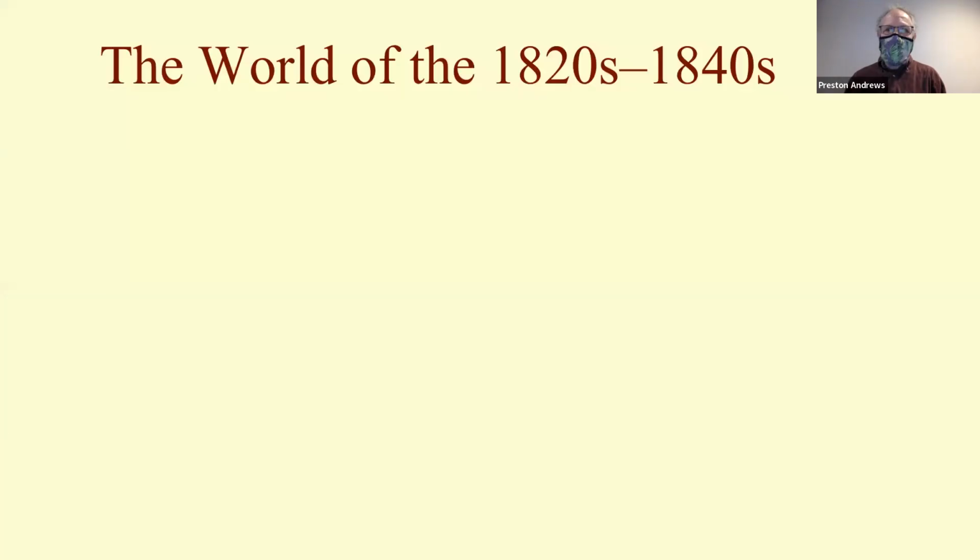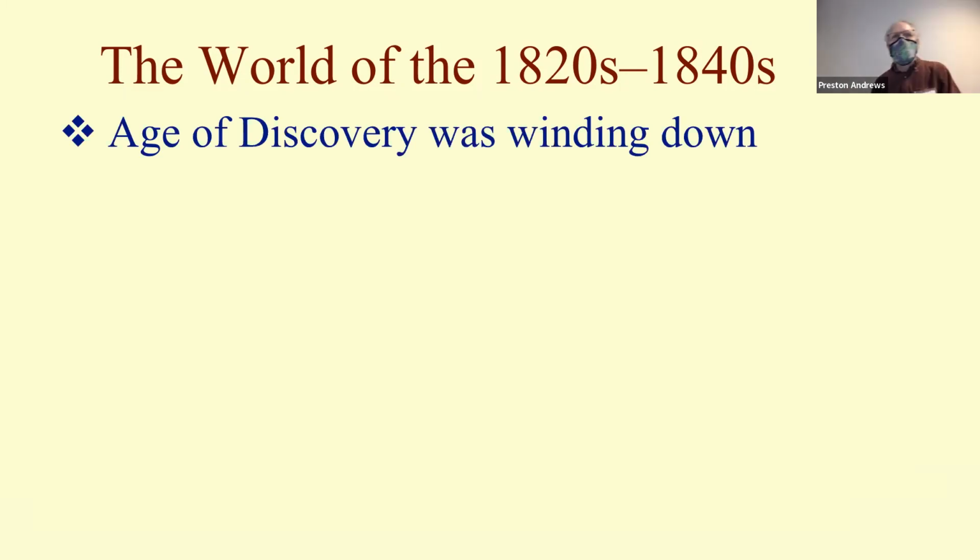What was life like in the world of the 1820s to the 1840s? Well, first of all, the age of discovery, when European nations were traveling the world, was winding down in the 18th century, but there were still people exploring. James Cook had traveled around the world, and so there were still explorers going around. But a lot of the parts of the world had been visited already.